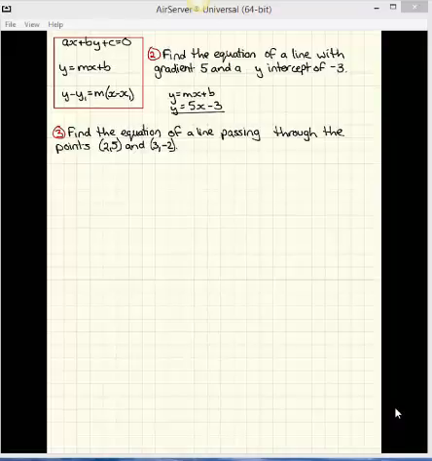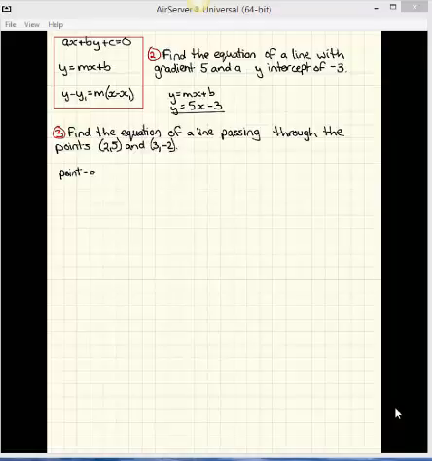Alright, so the next question, they want us to find the equation of a line passing through the points 2, 5 and 3, negative 2. So this is where I was saying you can either use your point gradient form or you can use your 2-point formula. I'm going to show you both. It's up to you which way you want to do it. So just watch and then figure out which way you'd rather do it.